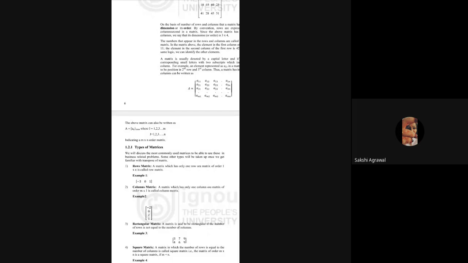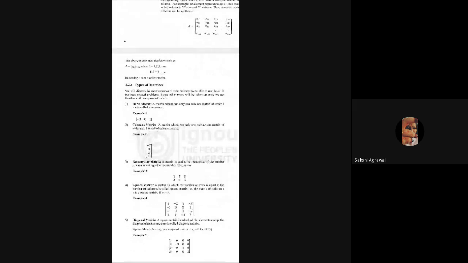If you see the first one, the row matrix is given. Here only one row will be there. In one row, any number of columns can be there, but only one row. In the example, three elements are arranged in one row. Similarly, in a column matrix, only one column will be there, but any number of rows can be there.